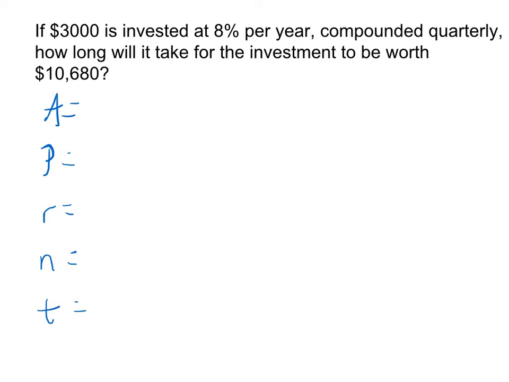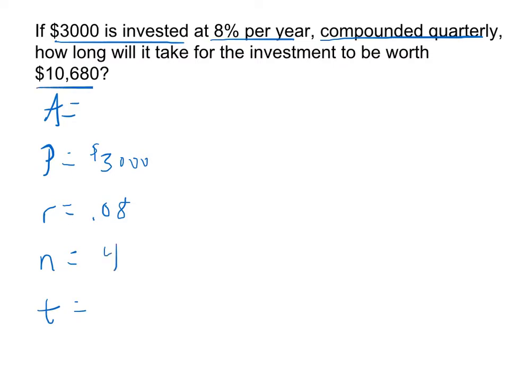So here we have if $3,000 is invested. So that's going to be our initial investment, so that's going to be our P, our $3,000. We have our 8% per year. So that 8% per year, remember, is our rate. So that's going to be 0.08. It's compounded quarterly, which means that we're going to compound it 4 times in a year. So our n is going to be 4 here.